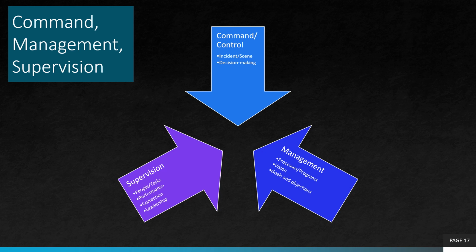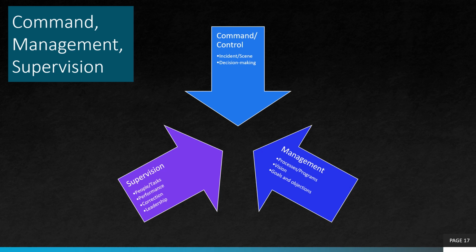Management is processes, programs, having a large vision, goals, and objectives. You're going to manage your resources to get to some sort of desired outcome. Different, yet again, is supervision. So, how are you going to supervise the people or the tasks, the performance? Do I need to have corrective action plans to help motivate or change how people are doing those things? And that requires leadership. So hopefully now you understand the differences between those three terms.